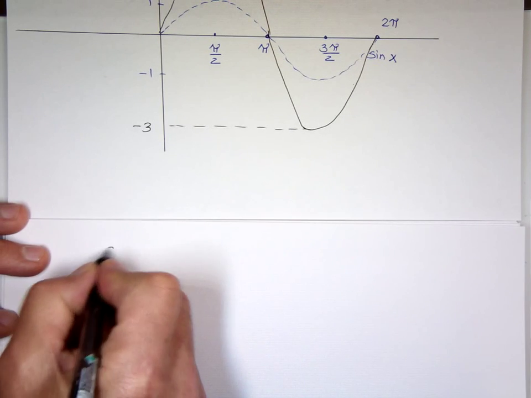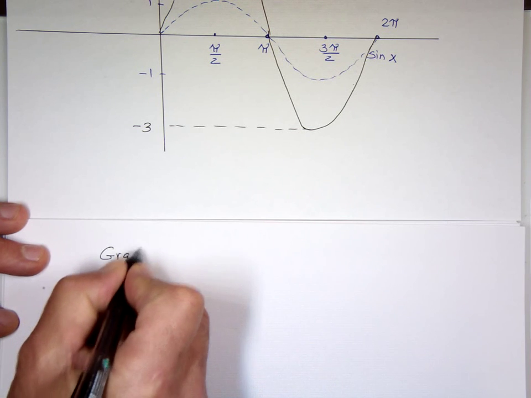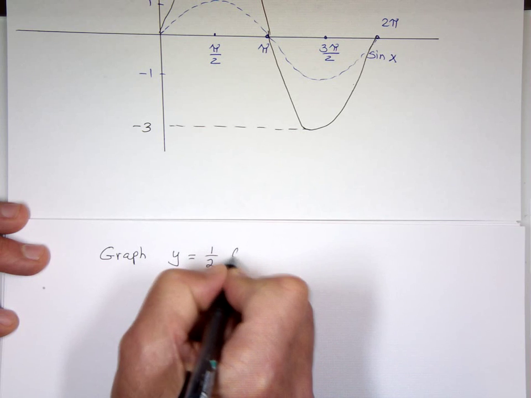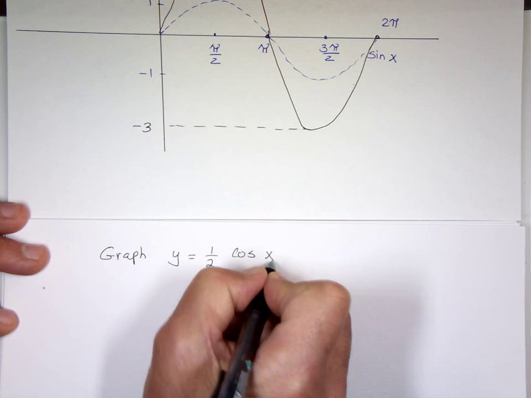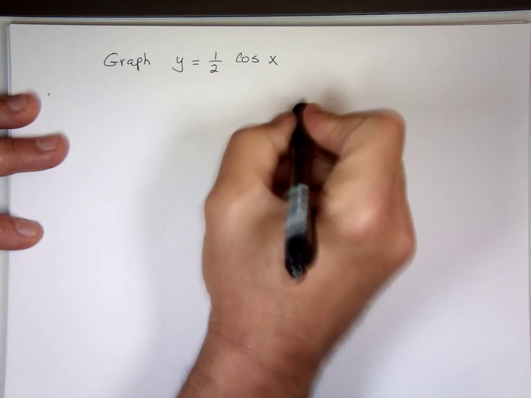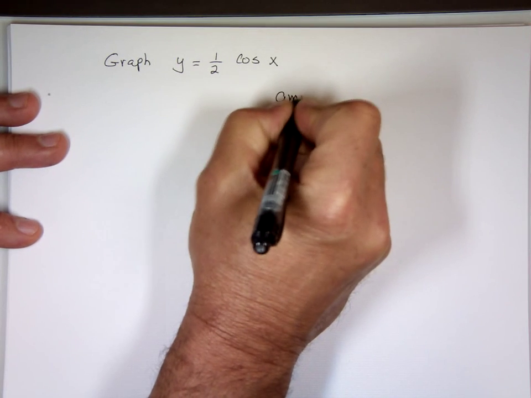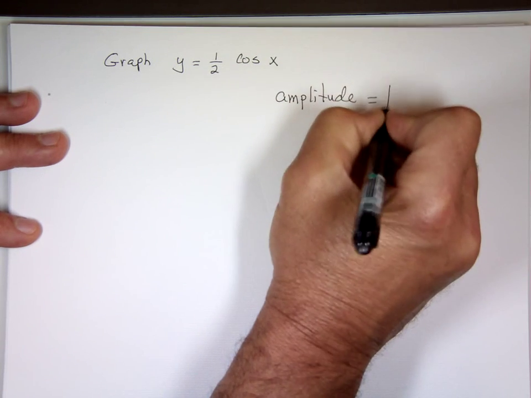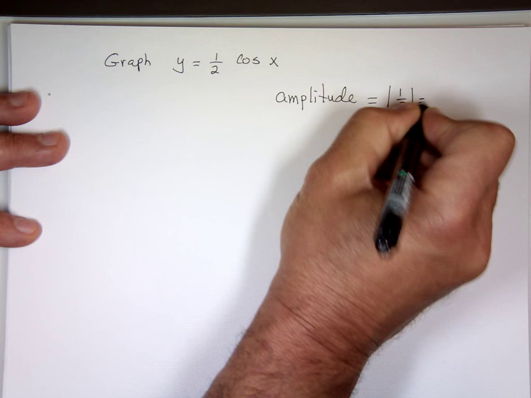Let's say I want to graph y equals 1/2 cosine x. What's my amplitude? It equals the absolute value of 1/2, which is 1/2.